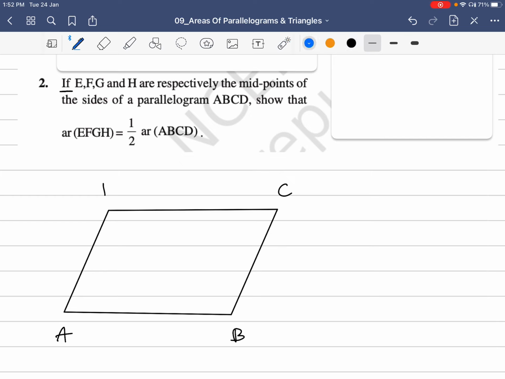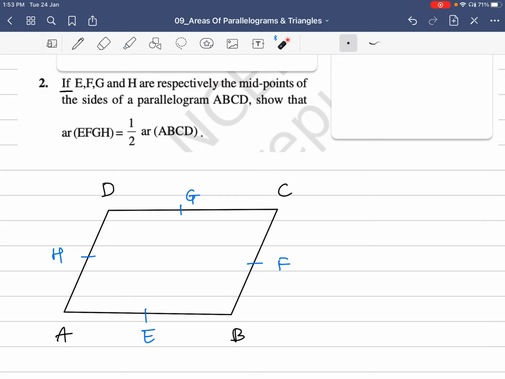So let's mark these midpoints with a different color. Let's say this is the midpoint E, this is the midpoint F, this is the midpoint G, and this is the midpoint H. And this is my vertex D. So E, F, G, H are the midpoints of the sides of the parallelogram. Then we have to show that the area of EFGH, which is one quadrilateral, is half the area of this whole ABCD. So this is what we have to prove. Let's see how we can approach this problem.